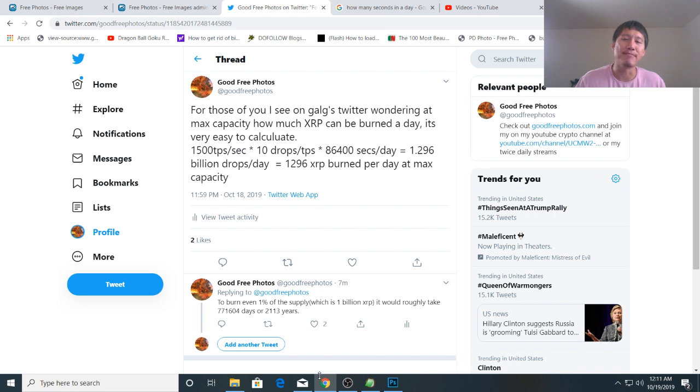Now remember, there are a million drops per XRP. So 1.296 billion drops per day actually equals 1,296 XRP burned per day at maximum capacity.